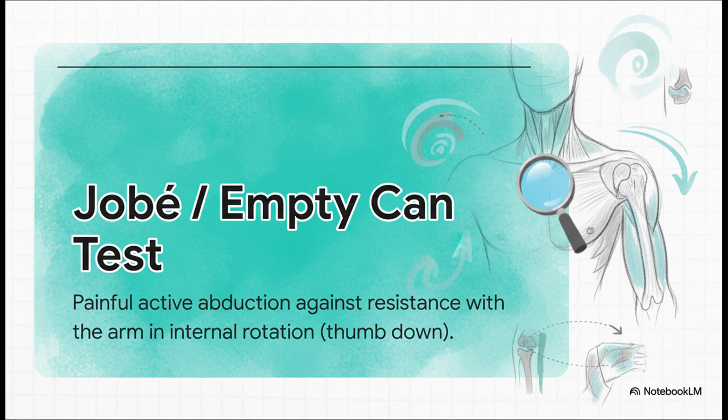Then we have the Job test, also called the empty can test. This is another fantastic tool. But unlike the Neer test, which is more of a screening tool, the Job test is a bit more specific. It's designed to put the supraspinatus muscle under maximum stress. So if this test is positive, you can be way more confident in your diagnosis of a supraspinatus tear.